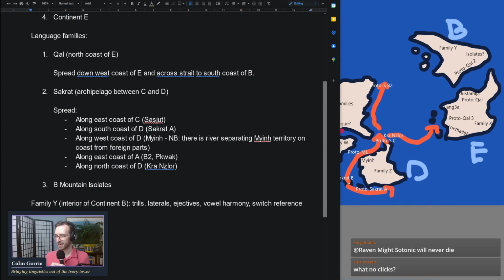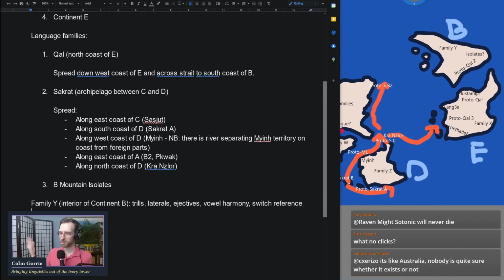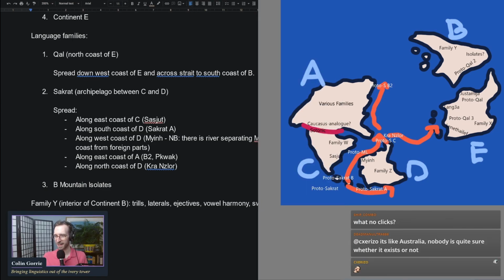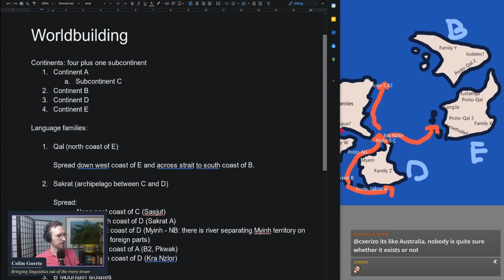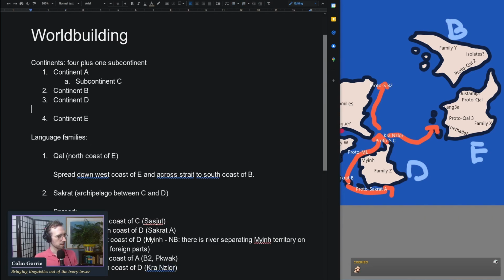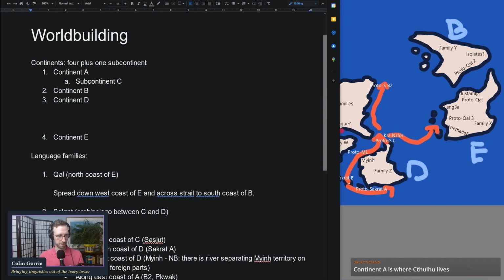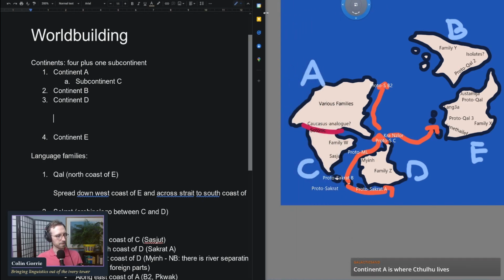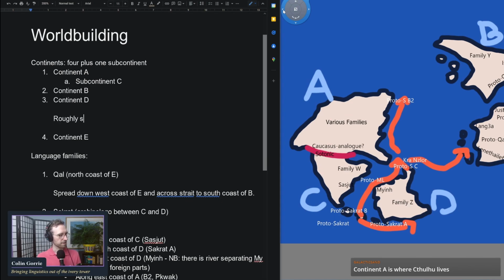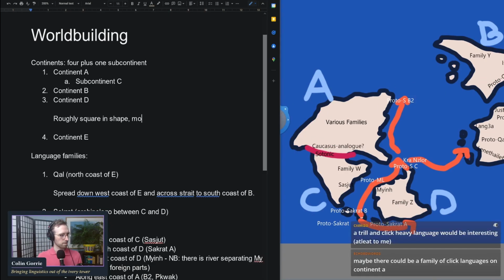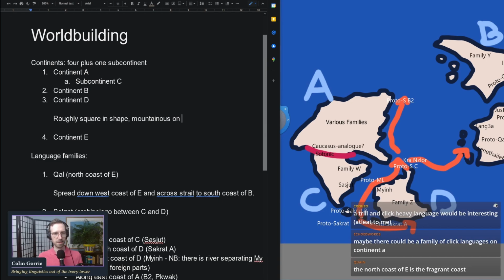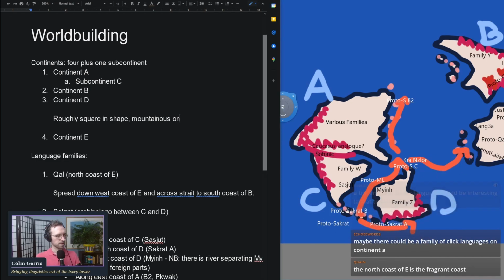Continent A is a mystery. Maybe continent A is where all the clicks will be. Who knows? Okay. What else did we say? So we know some things about these continents. We know that, so we could just make a little description. Continent D is roughly square in shape. Where are the mountains? To find the mountain thingy. No. There we go. Mountainous on the, what was it? Southern coast.